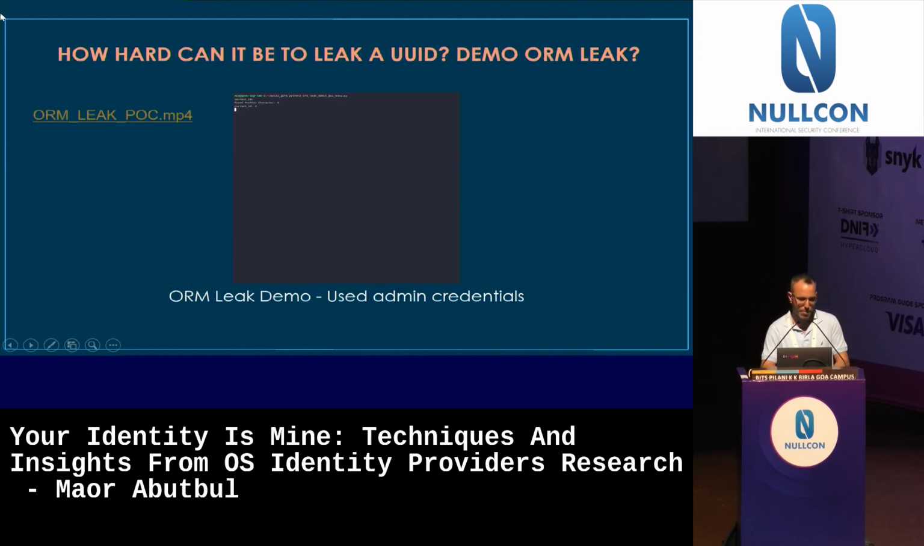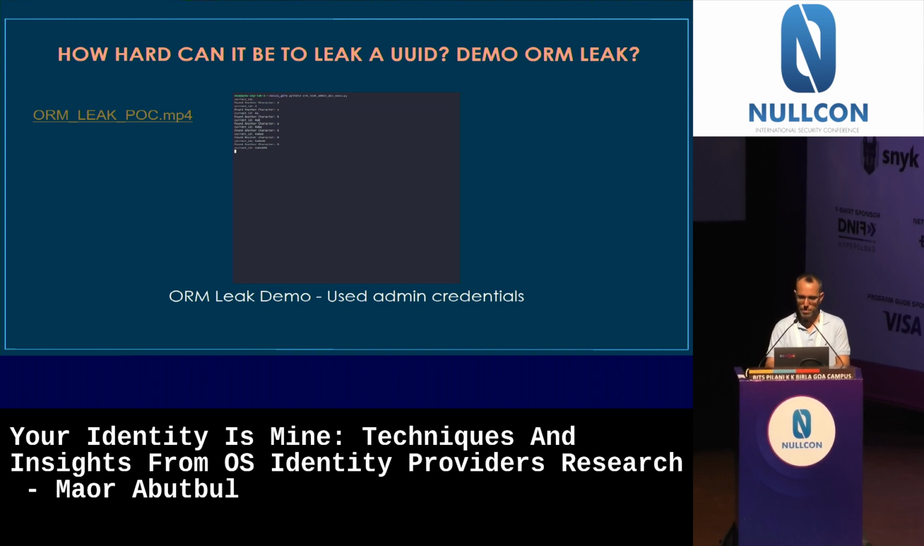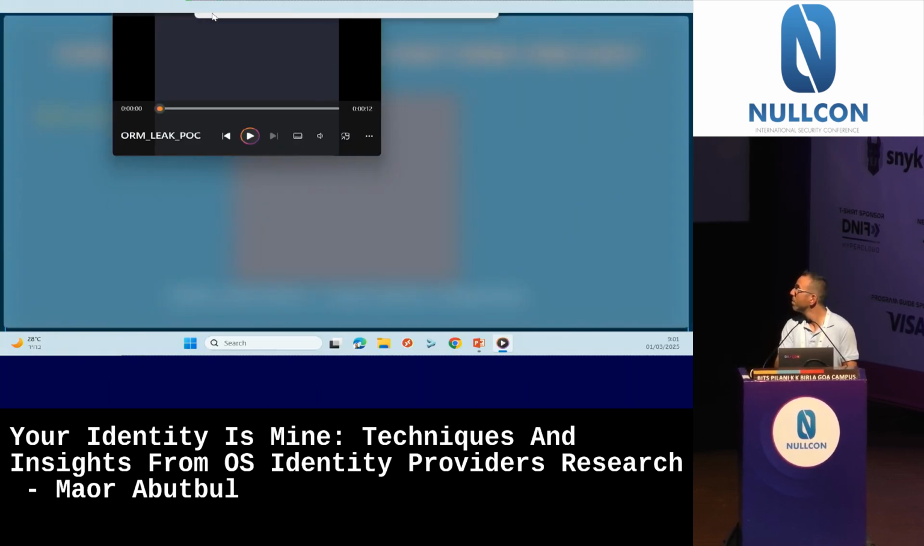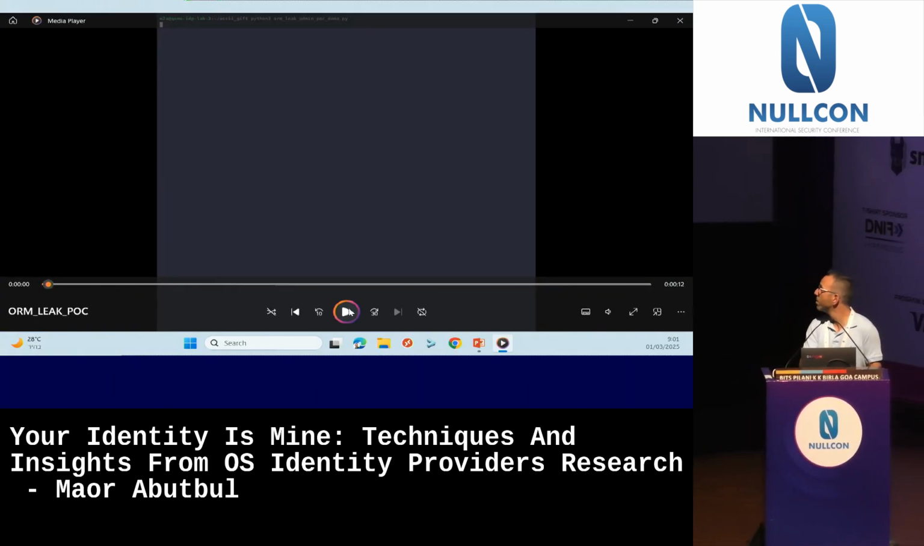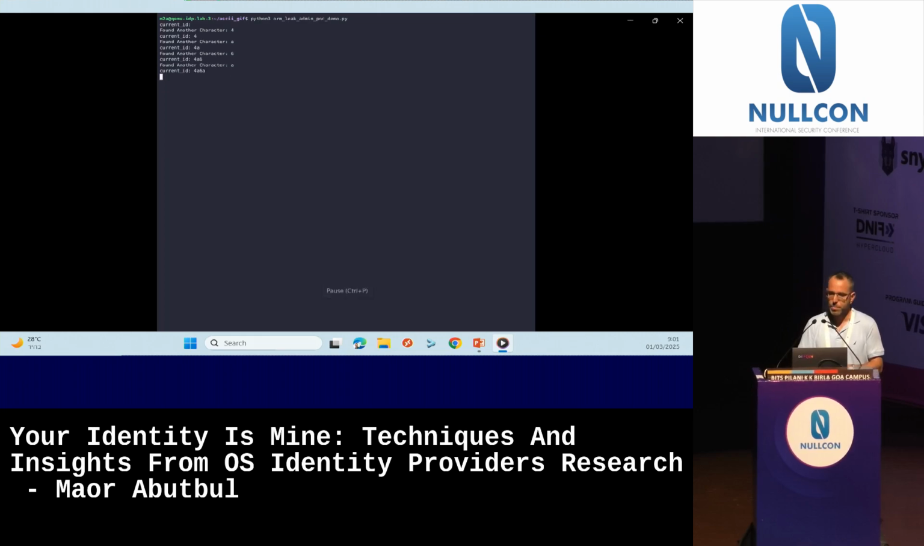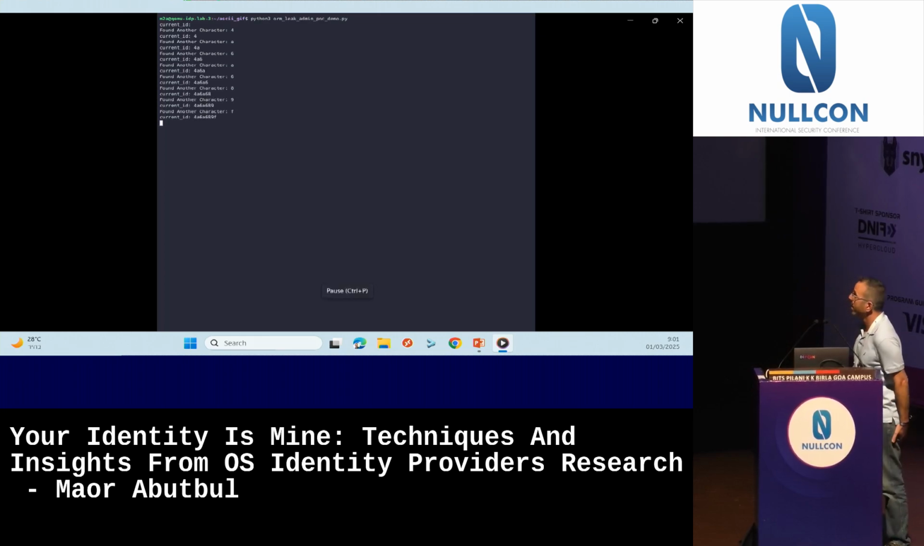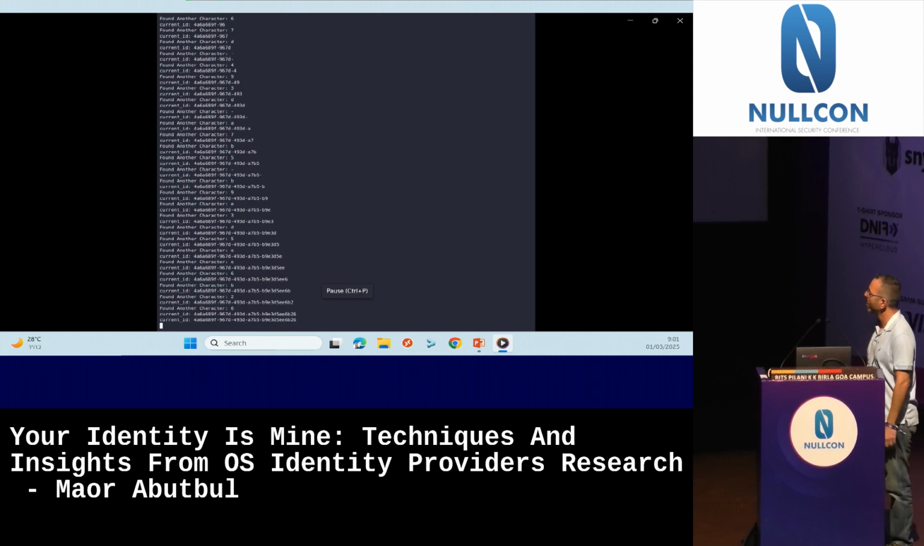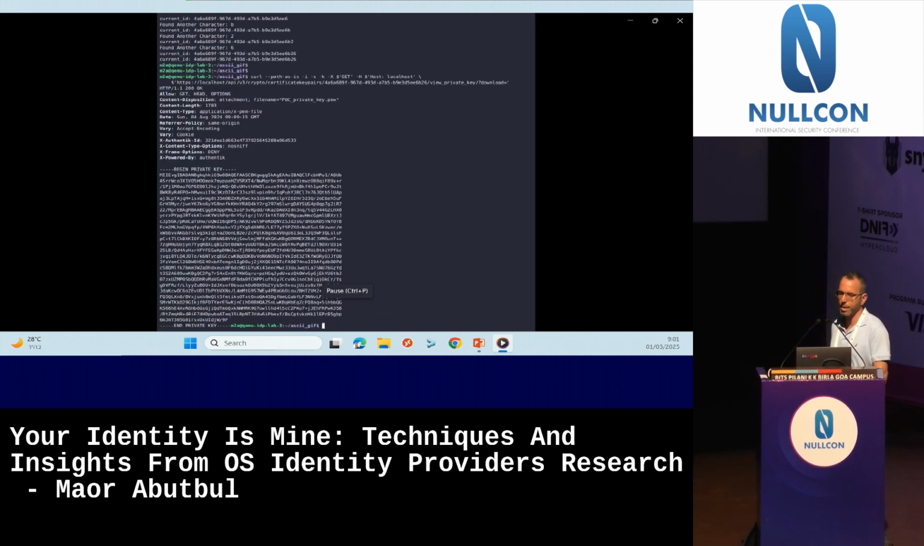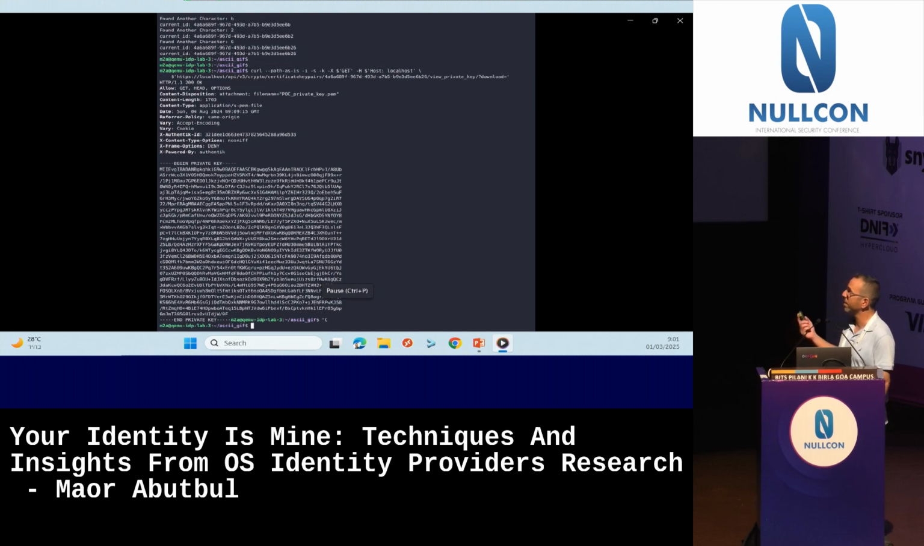Let's look at the demo. Using this oracle, we were able to leak each next character from the API, and eventually the full UUID and the private key.